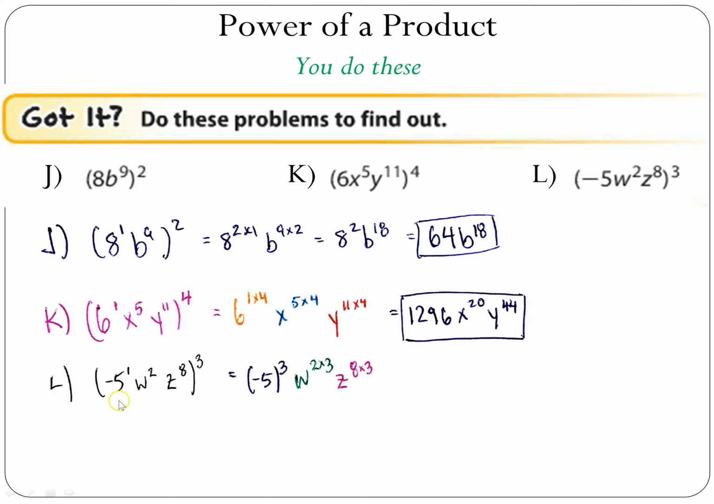L tries to get weird because it's got this negative. So I have negative 5 times itself 3 times. Yes, that is my dog that you hear in the background. Her name is Emmy. All right, so that is negative 5 times negative 5 times negative 5.